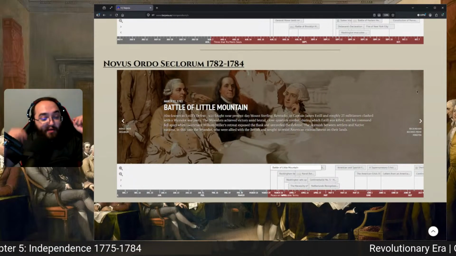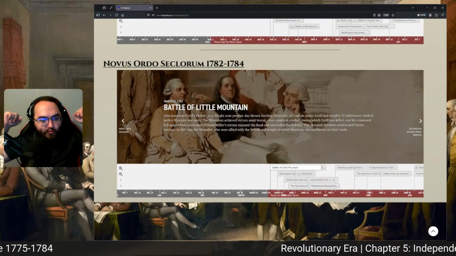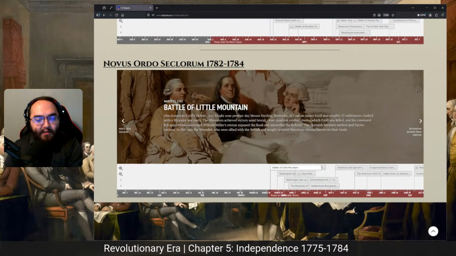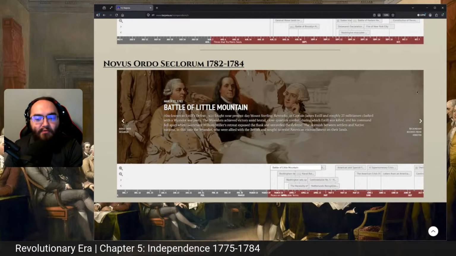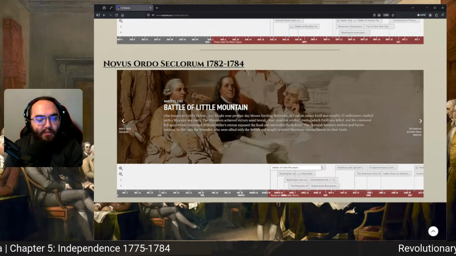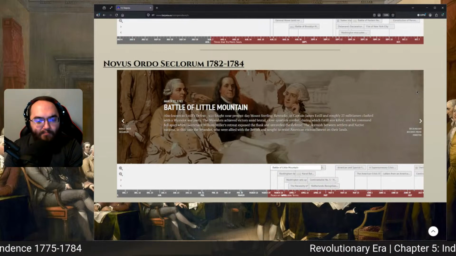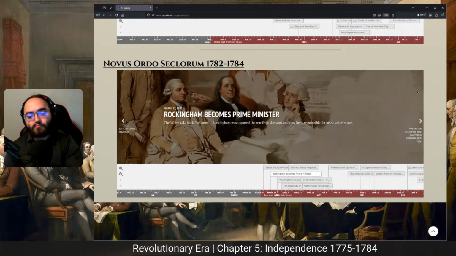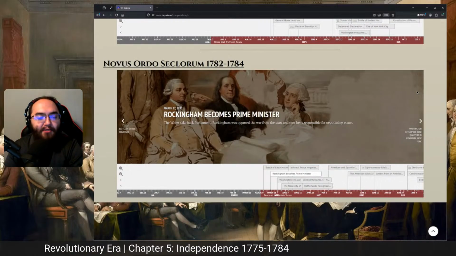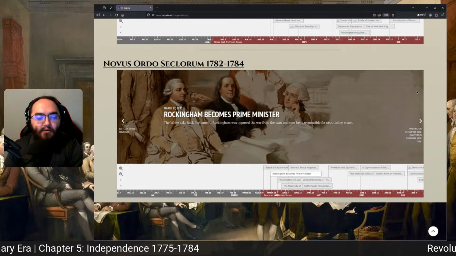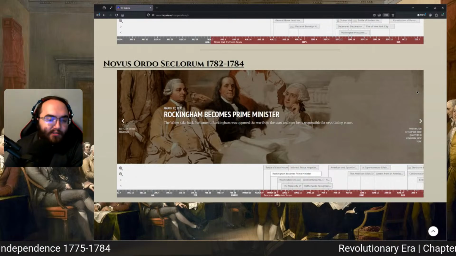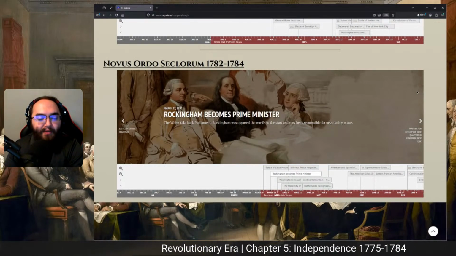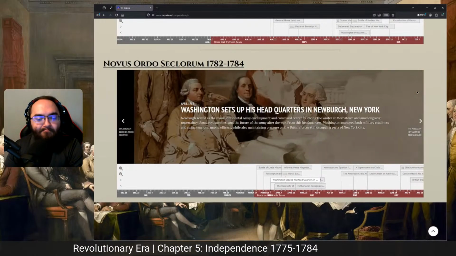So the first event that we have on this timeline is the Battle of Little Mountain, and it was fought near present-day Mount Sterling, Kentucky, as Captain James Estill and roughly 25 militiamen clashed with a Wyandotte war party, and the Wyandottes won that skirmish. Rockingham becomes Prime Minister following the resignation of Lord North, and the Whigs take back Parliament, and they will be the ones who will negotiate peace with America.